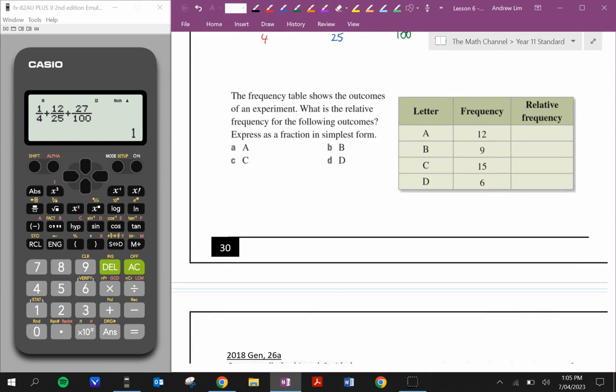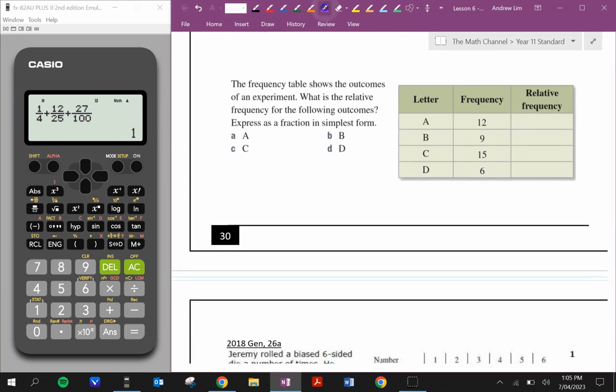The frequency table shows the outcomes of an experiment. What is the relative frequency for the following outcomes? Why don't you pause the video and have a go with this one? Okay, so we need the total. So I'm going to add all of these together. We've got 12, 9, 15, and 6. 42.